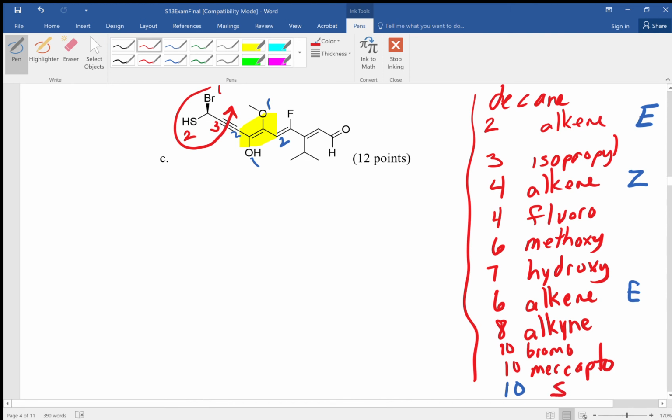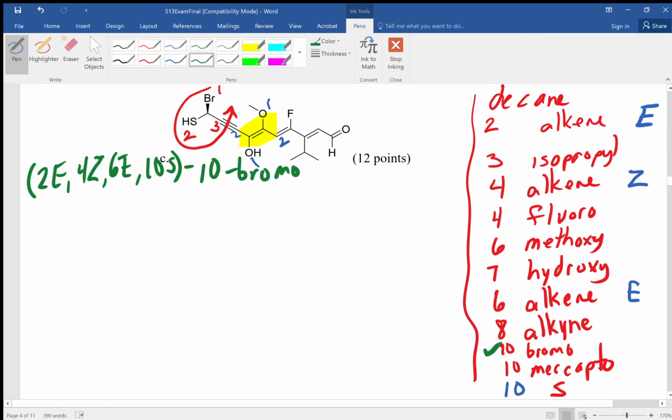So now we just need to put all of this together. So what comes first alphabetically? Well, before we do that, we need our stereochemistry. 2E, 4Z, 6E, 10S. Then our first substituent alphabetically is the bromine, 10-bromo. Next comes our fluorine, 4-fluoro.